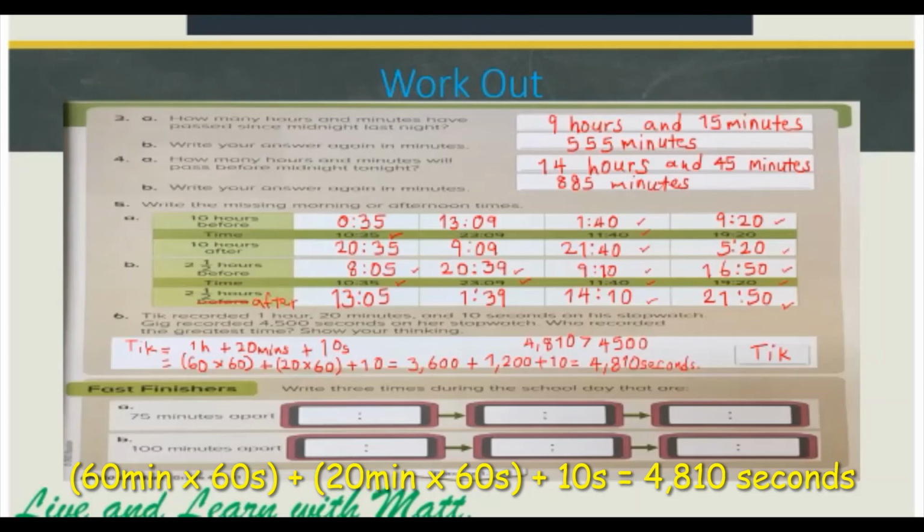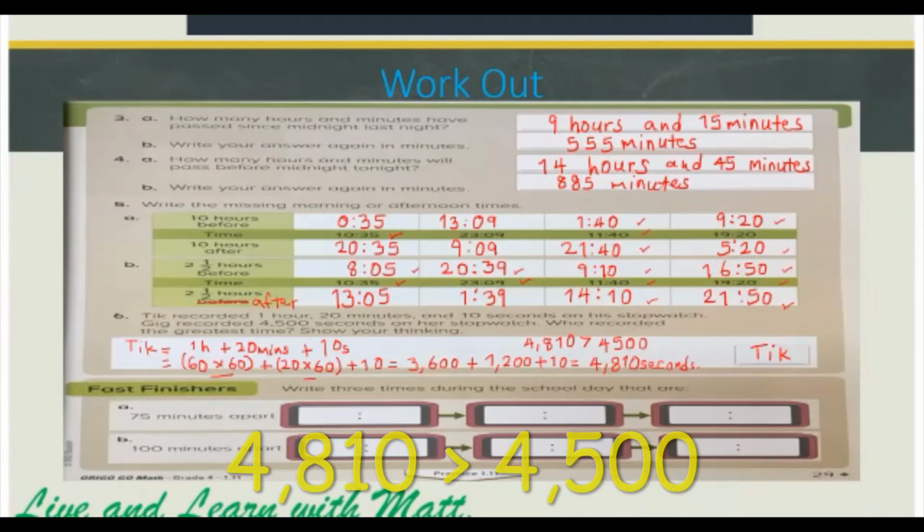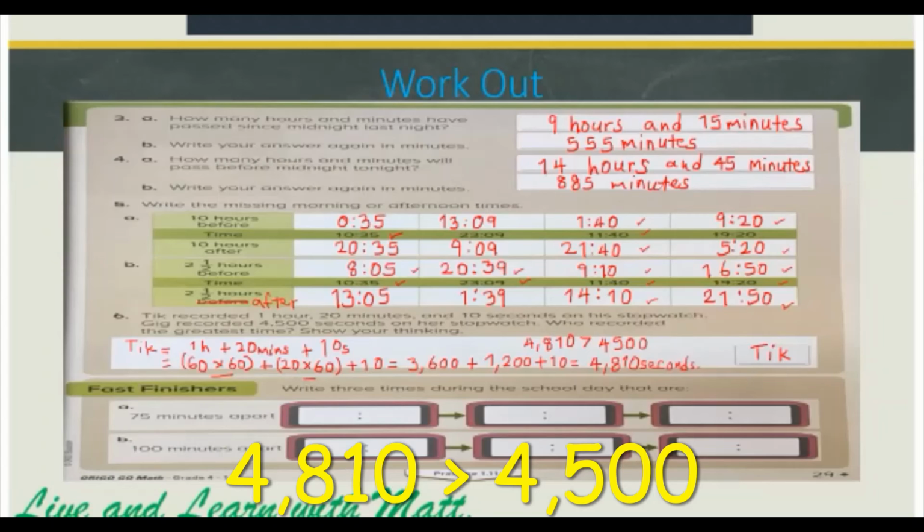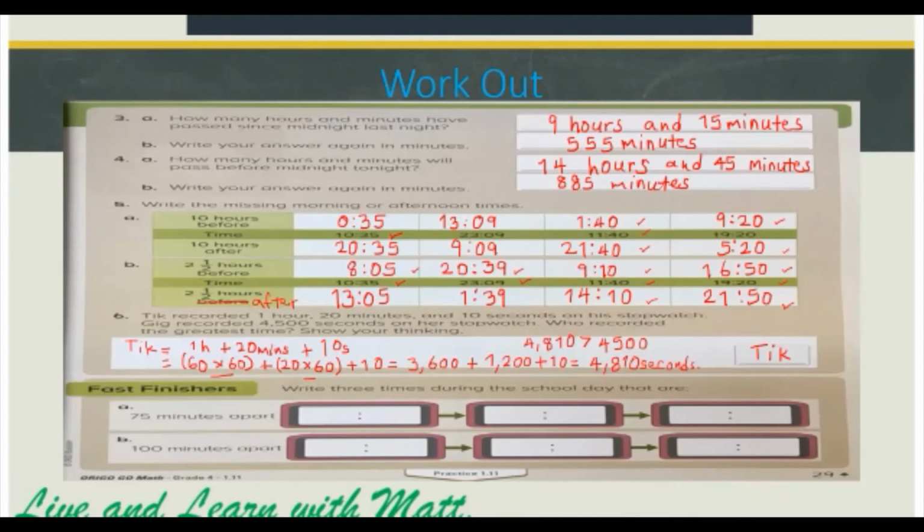So for number 6, Tick has 1 hour, 20 minutes, 10 seconds. So we convert her timing to seconds. The 1 hour we multiply by 60, the 20 minutes we multiply by 60, and add the 10 seconds. So we add all of them together, we get 4,810 seconds. 4,810 is greater than 4,500. So Tick has the greatest time.